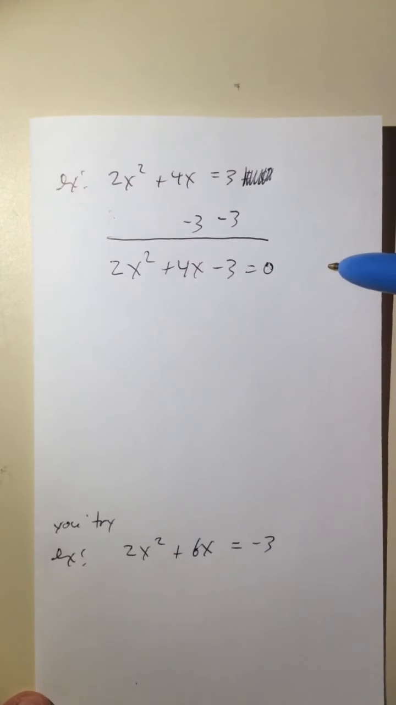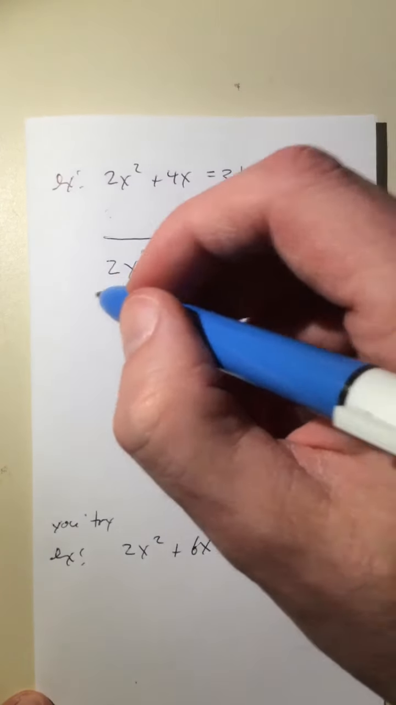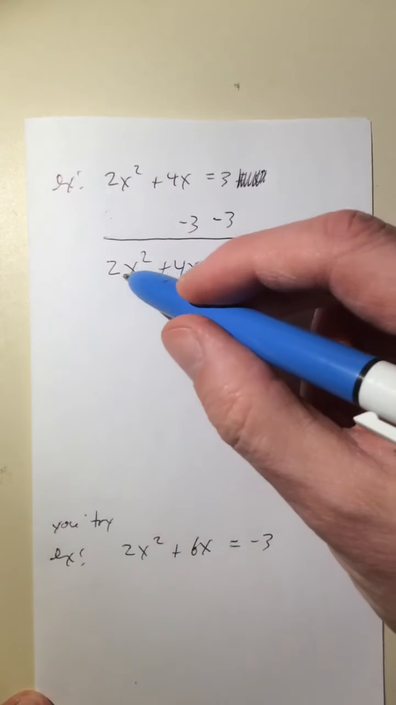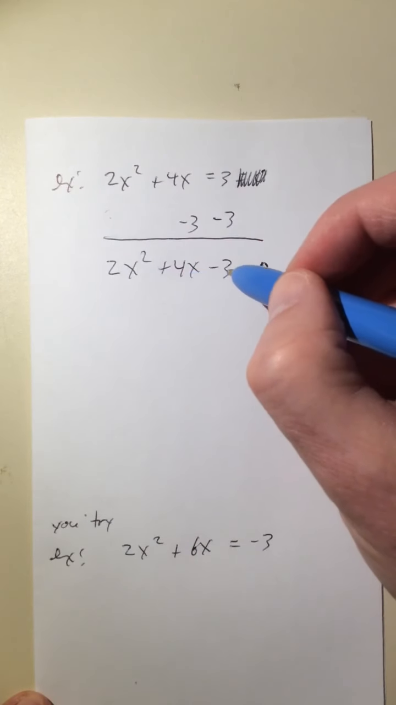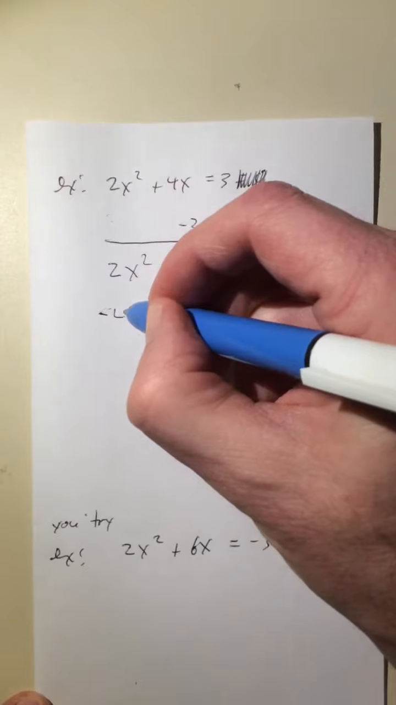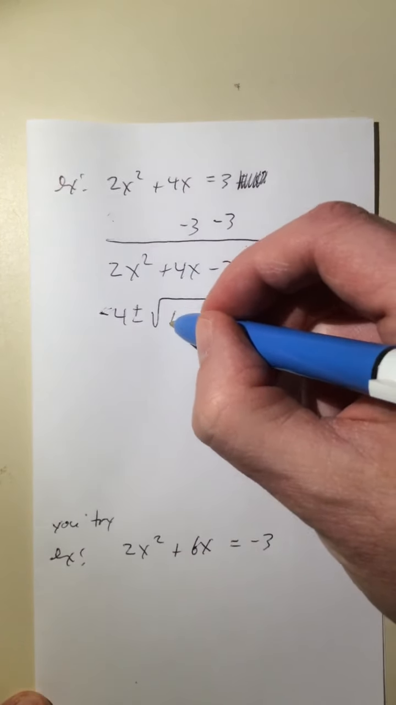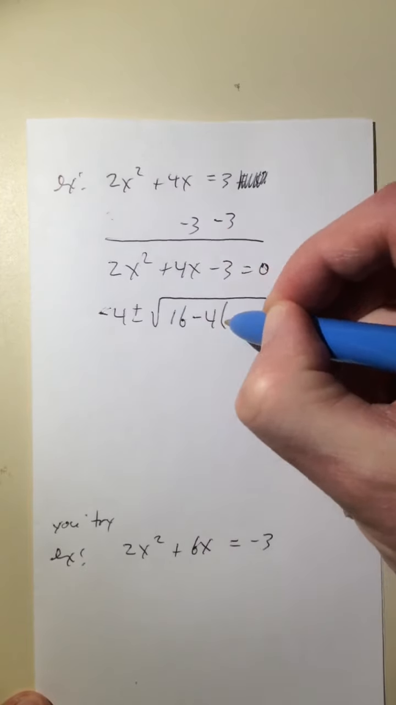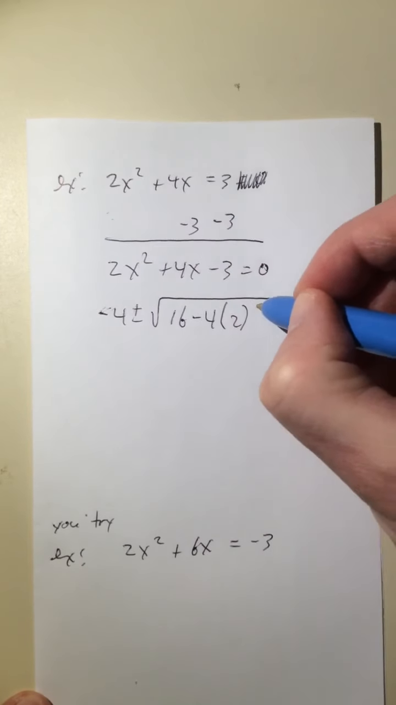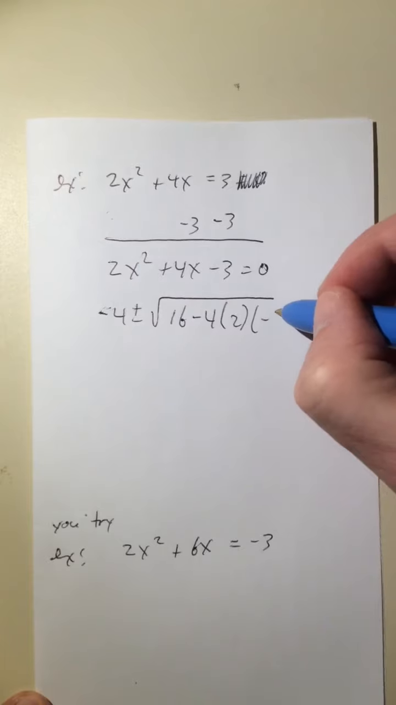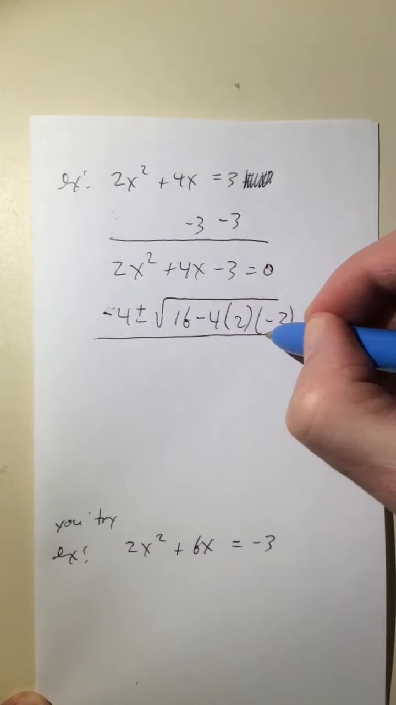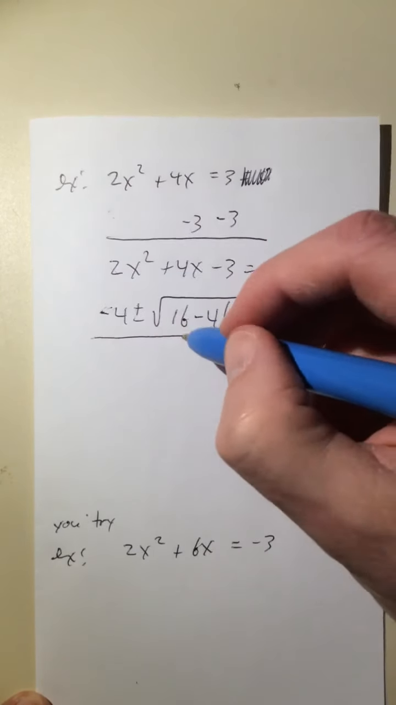And then we just plug all the numbers into the quadratic formula. And again, hopefully we have that nailed down by now. So a is 2, b is 4, c is -3. So we got -4 plus or minus b squared, which is 4 squared, so 16, minus 4 times a, which is 2, times c, which is -3. All that is over 2 times a, so 2 times 2 is 4.